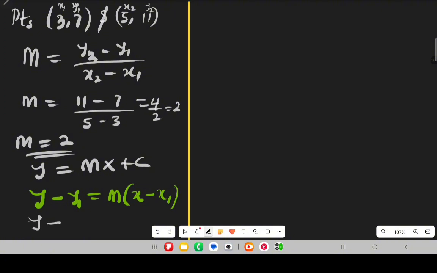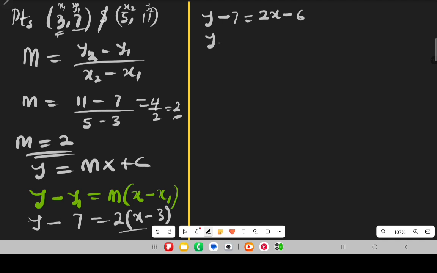y minus y1, which is given as 7, equals m, which is given as 2. We've solved for m, 2, into x, which is not given, x1 is given as 3. Then if we continue, we have y minus 7. When we expand or open the bracket, we have 2x minus 6.